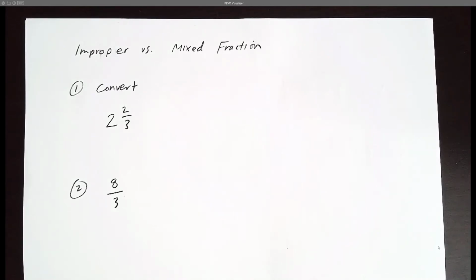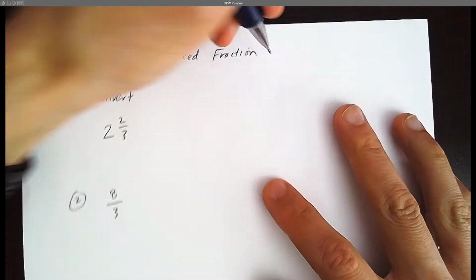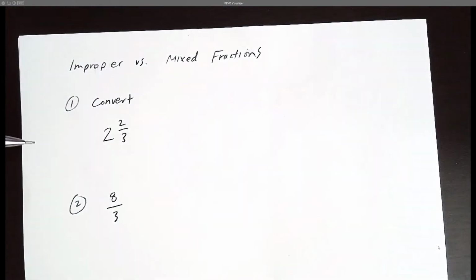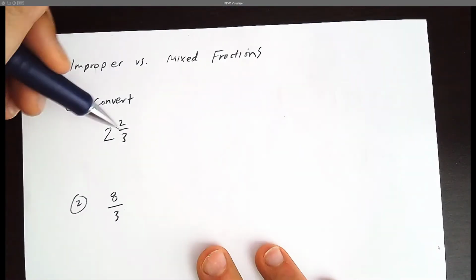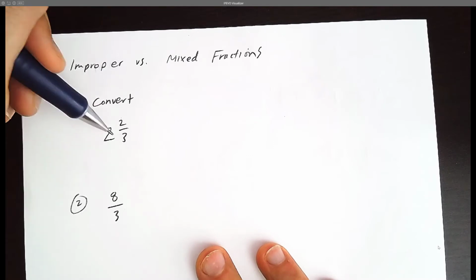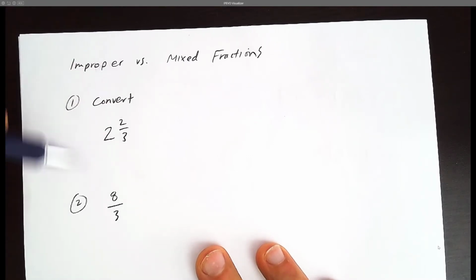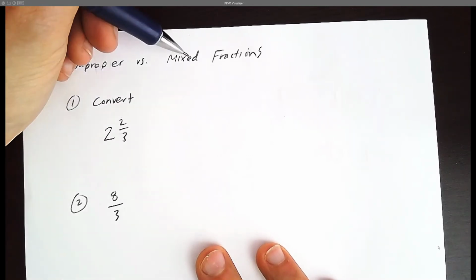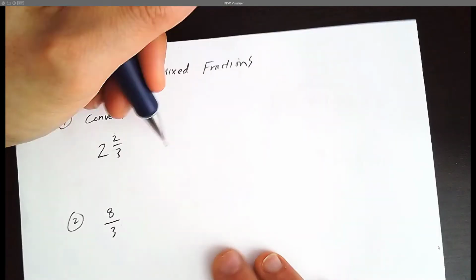Let's practice improper versus mixed fractions. Okay, so what we have here is a mixed fraction because we have 2 and 2/3. So we're going to convert it. We're going to convert mixed fractions to improper fractions.